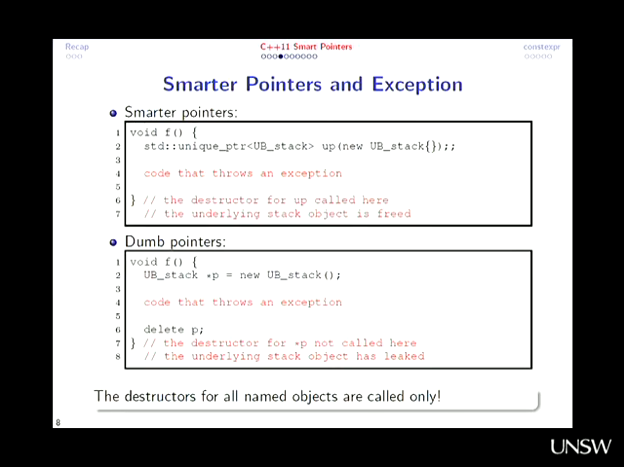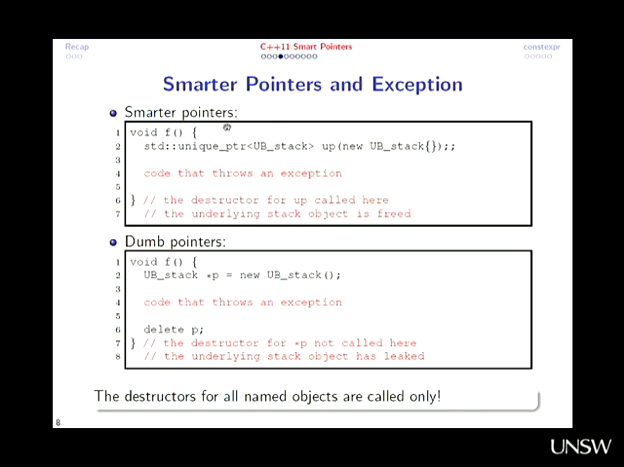So let's take a look at unique pointers and exceptions. So I'm going to start down the bottom of the slide, actually. Last week we had a look at dumb pointers, and so a dumb pointer or raw pointer, you just say UBStack star p, okay, it's a pointer, equals new UBStack. Okay, p is the named object, the UBStack is the unnamed object. If there was code in here that threw an exception, p wouldn't get deleted. Because remember, if we throw an exception at that point and it goes out, the stack gets unwound, the pointer gets deleted, but the unnamed object that it's pointing to doesn't get deleted. Okay, so we've got a memory leak.